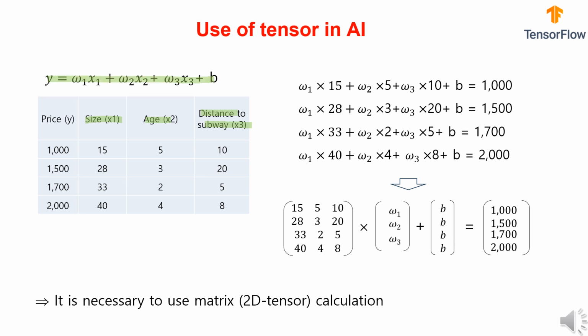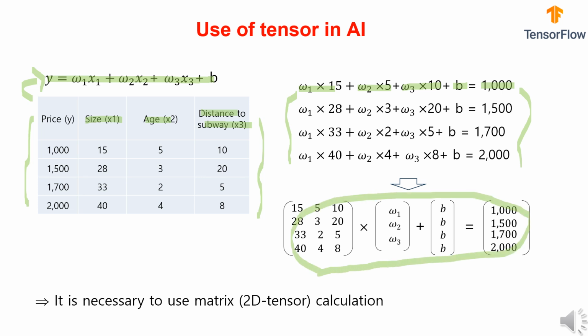In this case, if you input the values from the existing data shown in this table into the equation, it could be represented as something like omega 1 times 15 plus omega 2 times 5 plus omega 3 times 10 plus a bias term, b is equal to 1000. When you express this using matrix calculations, not only does the equation become much more simplified, but the calculations also become much easier. Here, the matrix is referred to as a 2D tensor, which is a very important concept in AI, especially in deep learning calculations.